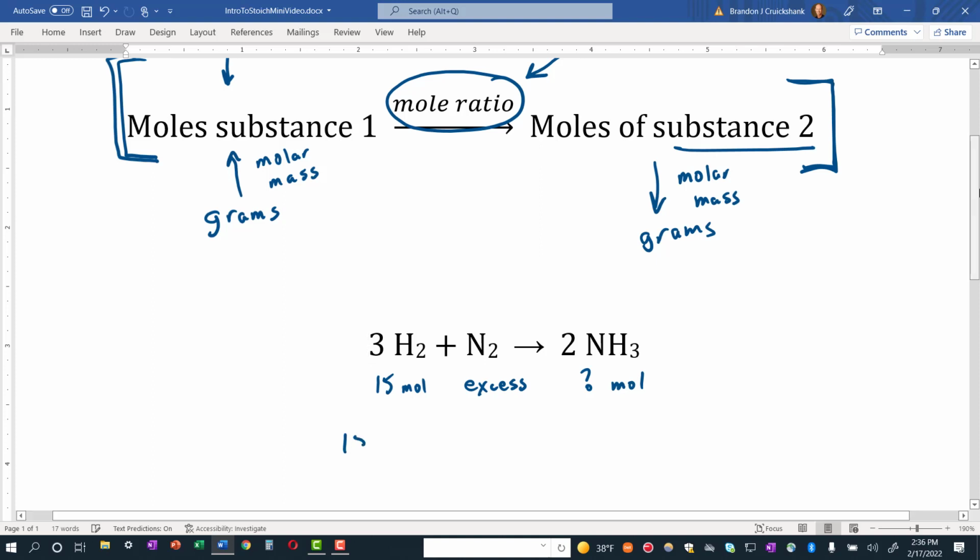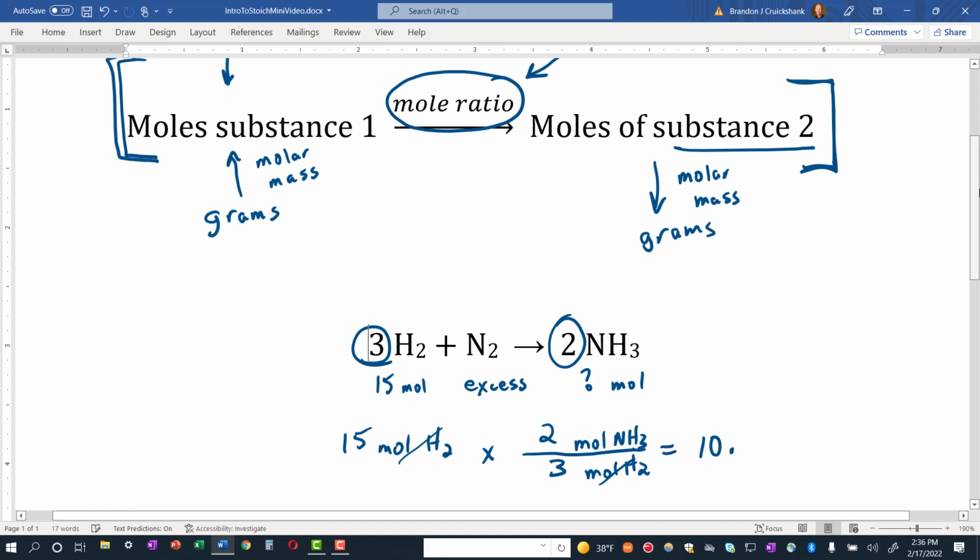And so we start with 15 moles of hydrogen. Make sure to write units so that you make sure to get your mole ratio oriented correctly in the calculation. We want to get to moles of ammonia. We put that in the numerator. We want moles of hydrogen to cancel. And then we just write in our numbers. 2 for ammonia, 3 for hydrogen. Do our calculation here, and we get 10 moles of ammonia.